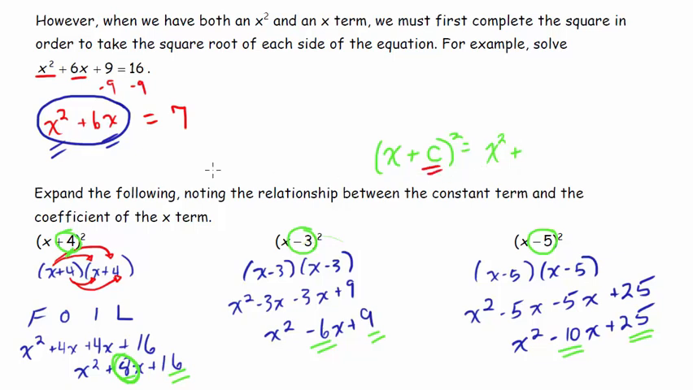So this would be 2c times my x, and then my last term we took whatever this was and squared it, plus c squared. So if you remember that property, it's going to help us as we complete the square.